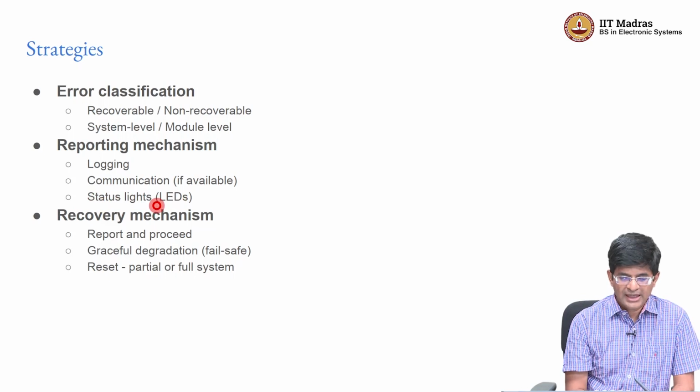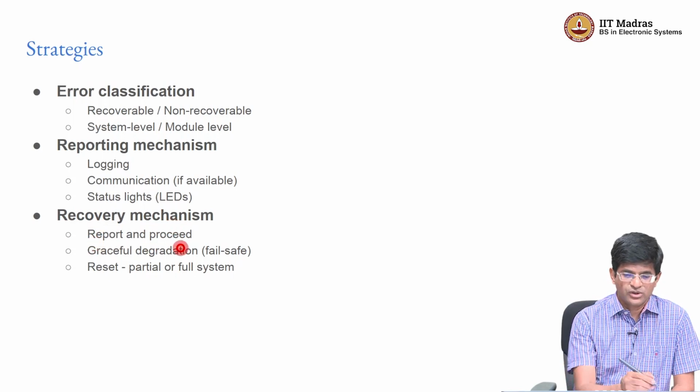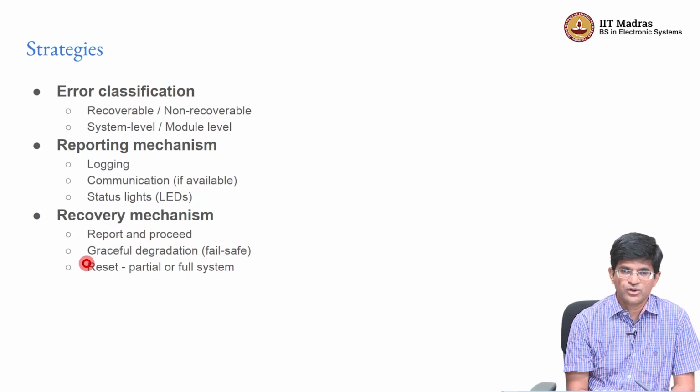Okay. And finally comes the recovery mechanism itself. Okay. One could be as simple as report and proceed. So that's basically for recoverable errors in the first place, right? You might have what is called graceful degradation. Let's say that your Wi-Fi chip stopped working. The rest of your system continues to operate until you decide what to do, right? Are you able to restart the Wi-Fi alone without bringing down the entire system? If that doesn't work, maybe you have to just restart the entire OS itself, right?